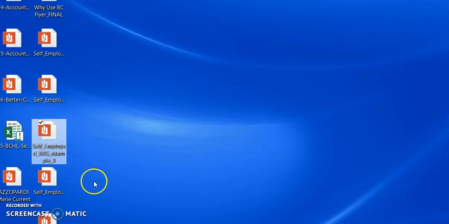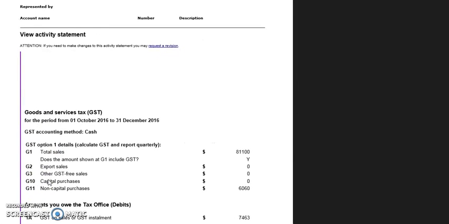Now I'll bring up the next one, which is going to give us pretty similar. So 81,100 in your G1, so your total sales, and then your G11, your non-capital purchases, is showing 6,060. So your 81,100 minus your 6,060 is going to give you $75,040 plus the previous figure, which was 74,931, which is giving you 149,971. Multiply that by 2 to annualize it.